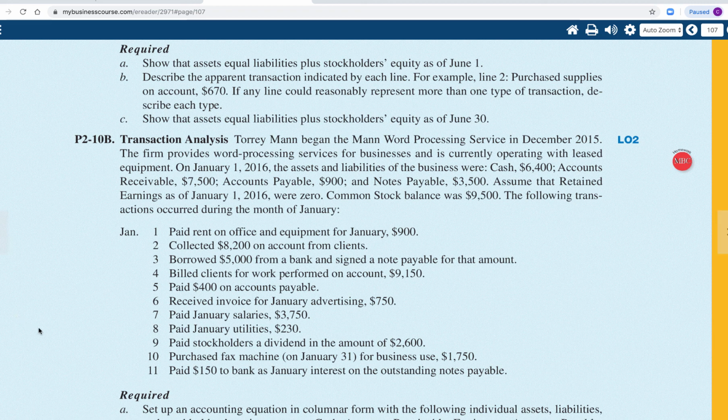Okay. So what happened here? We purchased the fax machine for business use. It cost us $1,750. Okay. So what two accounts are going to be affected here?